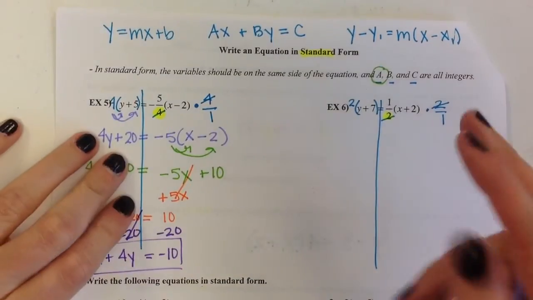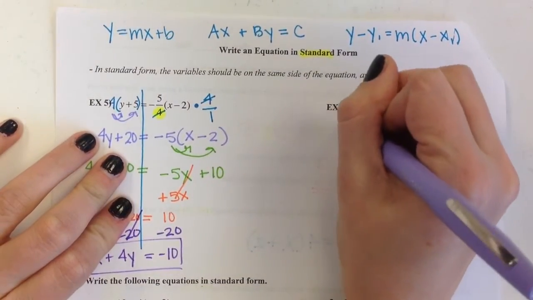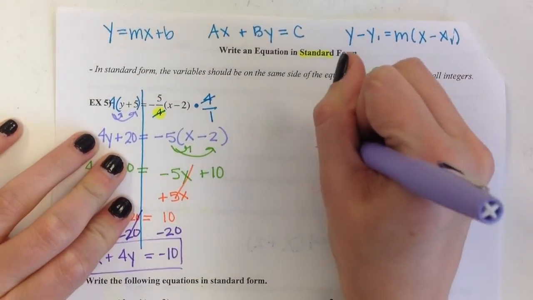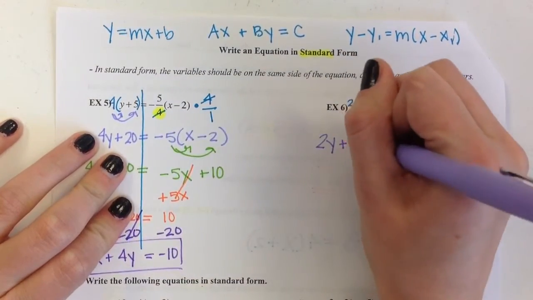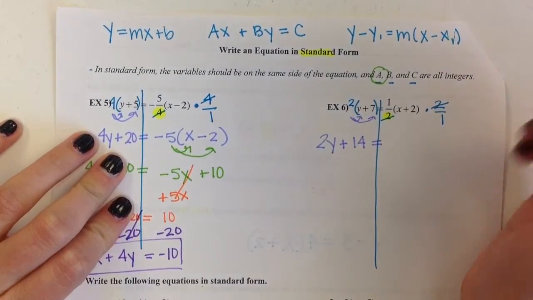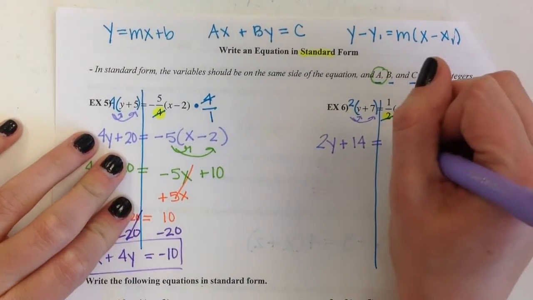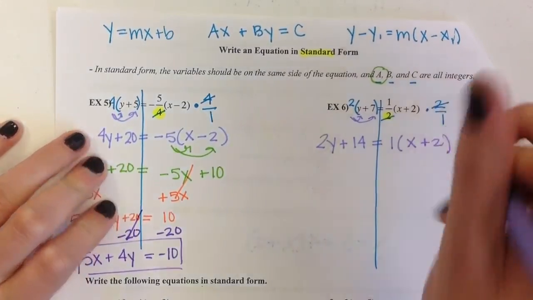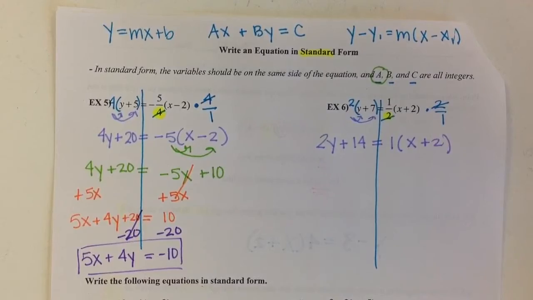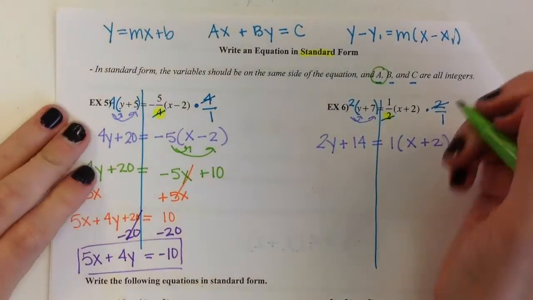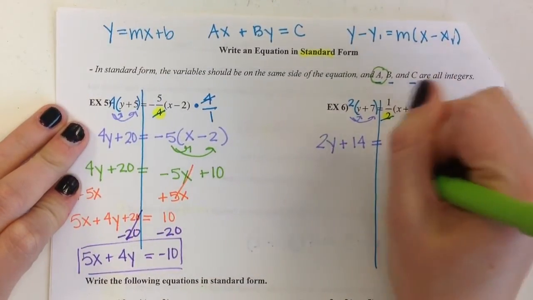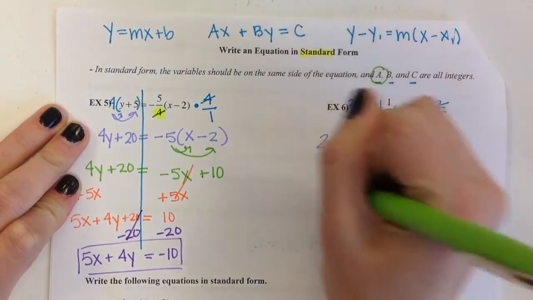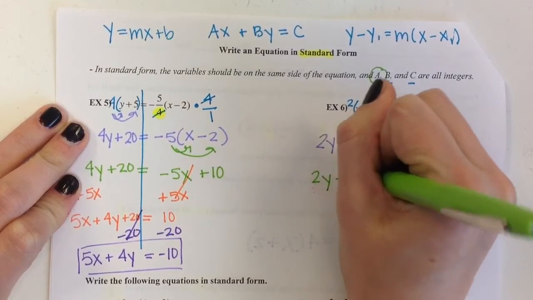So my 2's on the right cancel. Over here I'm going to need to distribute. 2 times y is 2y plus 2 times 7 is 14. Over here we canceled the 2's. I'm left with 1 times the quantity x plus 2. Now again, I need to get rid of the parentheses because we don't have that in standard form. 1 times x is x, 1 times 2 is 2. Bring everything else down.